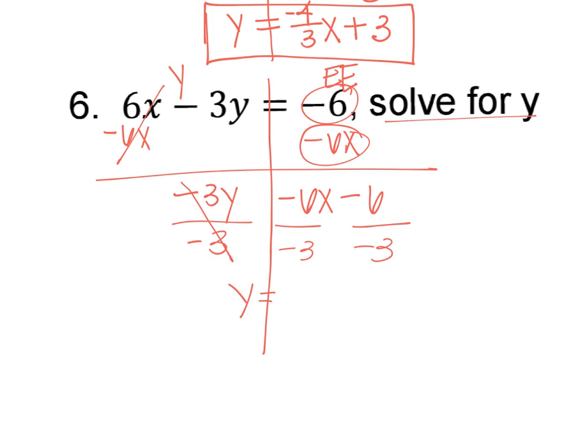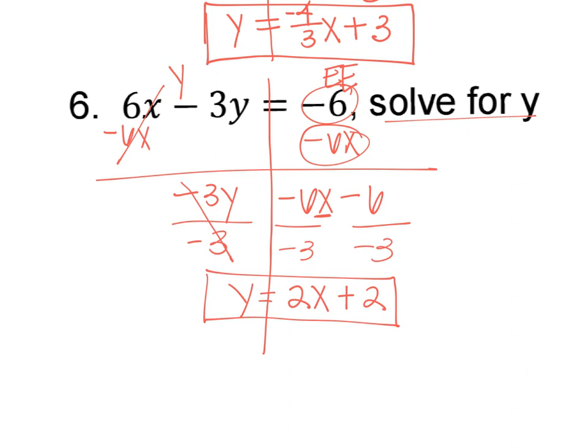And again, use your calculators. 2, and he has the last name of x. Don't forget his last name. Negative 6 divided by negative 3 is positive 2 again. And he doesn't have a last name. So he's just positive 2. And there we have it.